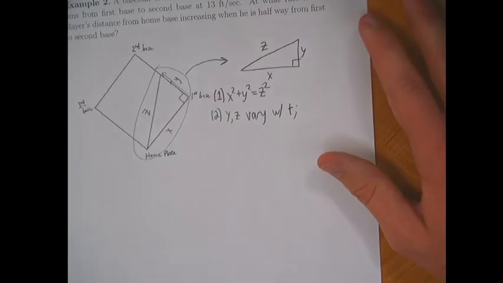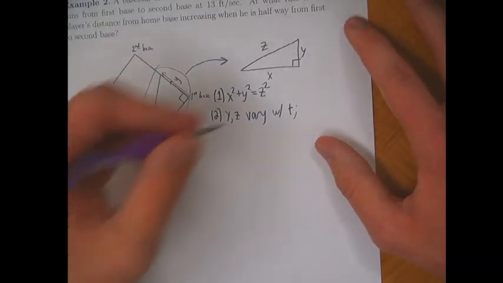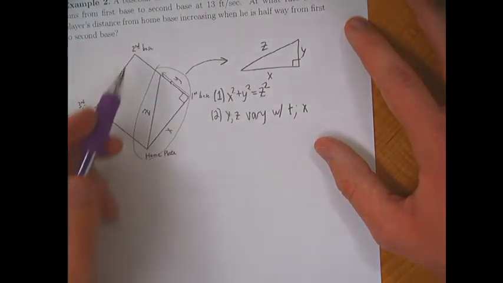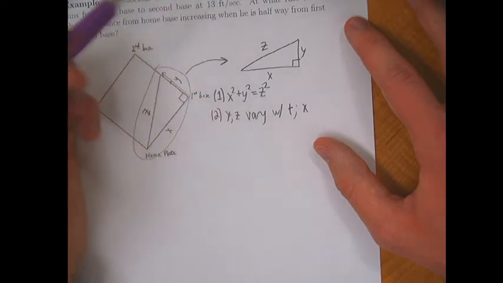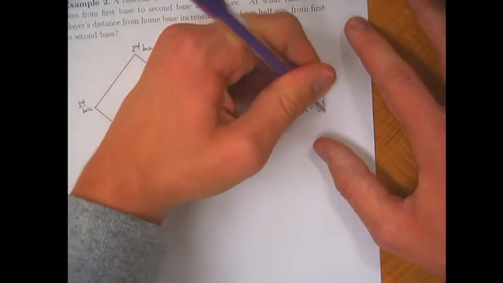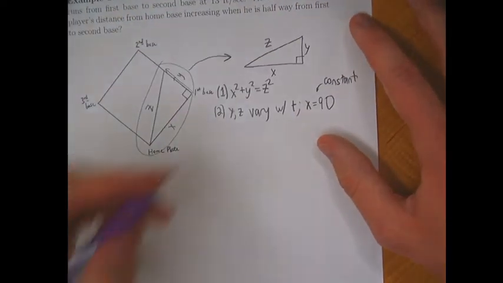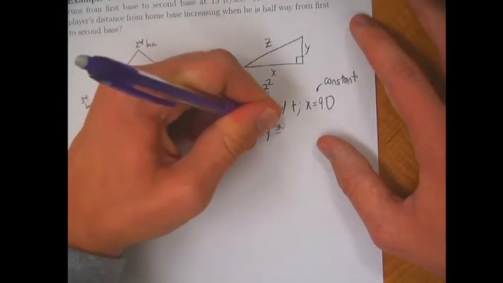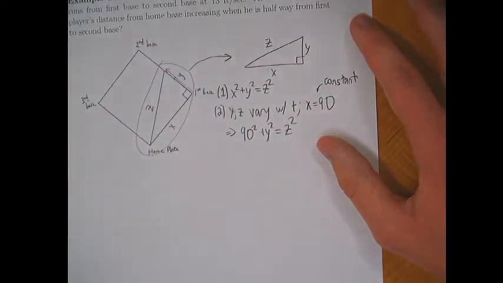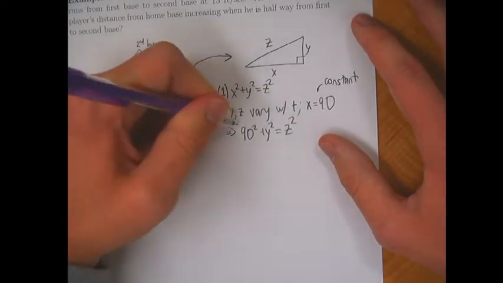But then what about x? That's always going to be constant, right? So x is always going to be constant, and the problem states that the baseball diamond is 90 foot on one side, so this should always be 90. Constant. So consequently, we have 90 squared plus y squared equals z squared. Okay, so now let's move on to step 3 from this.